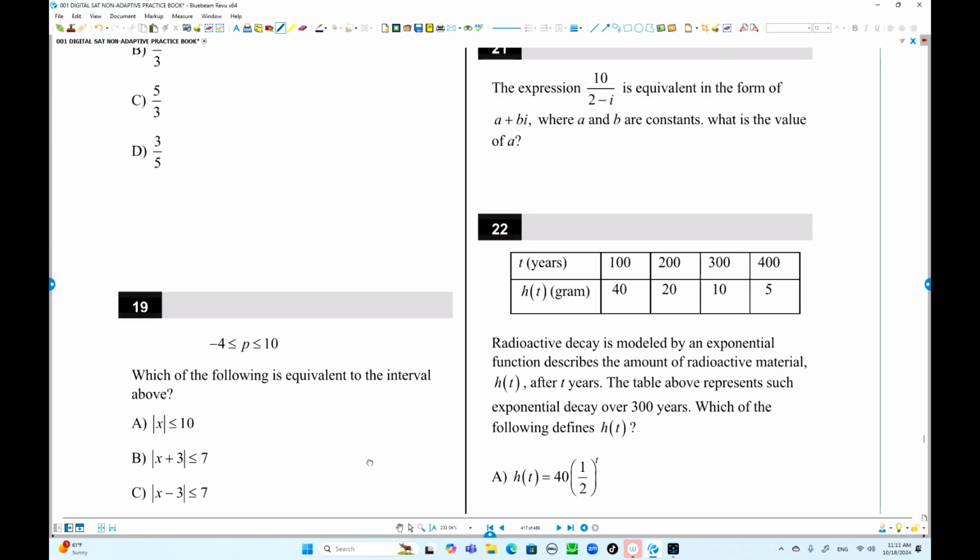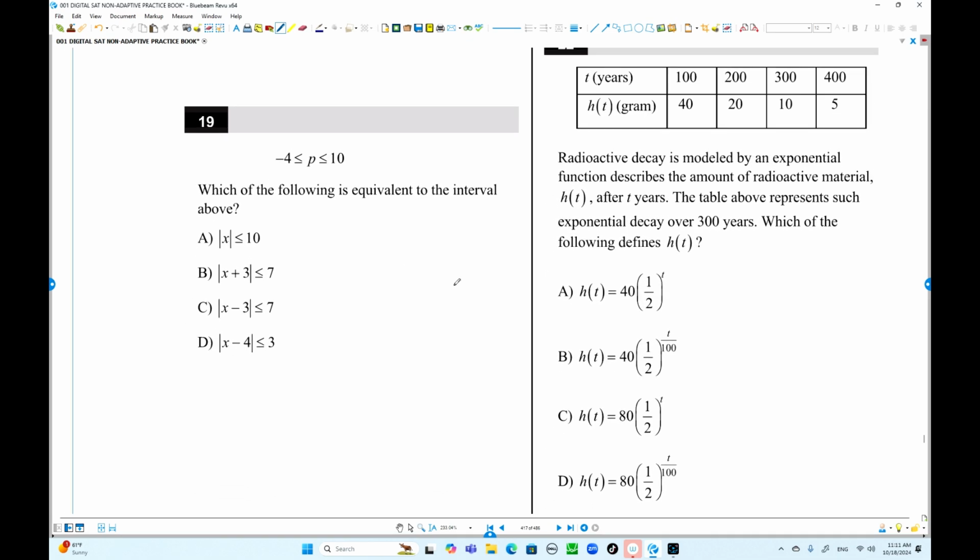Here is number 19. You know the formula, right? You have a number line, including the points 4 and 10 inside. How can you express the solutions between the two endpoints using absolute value less than, right?